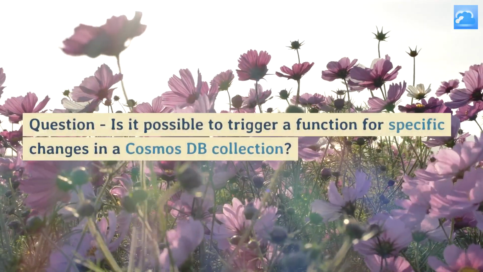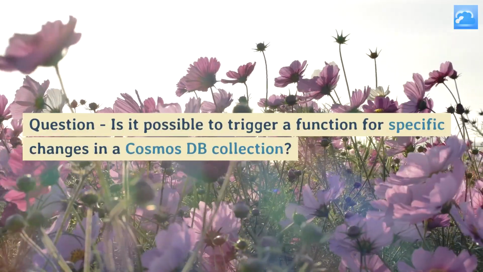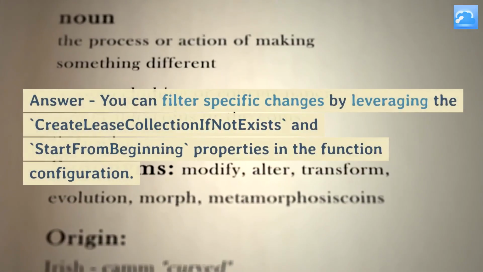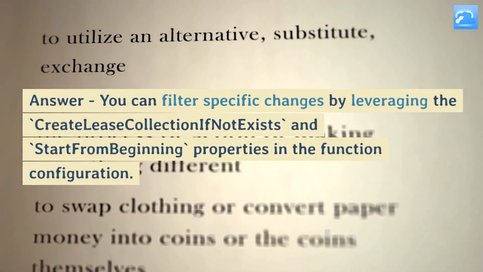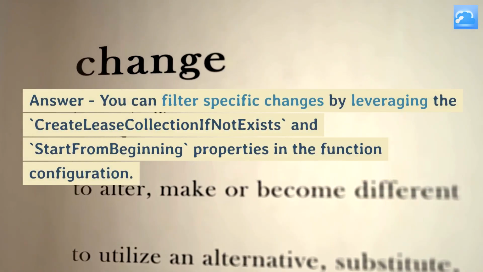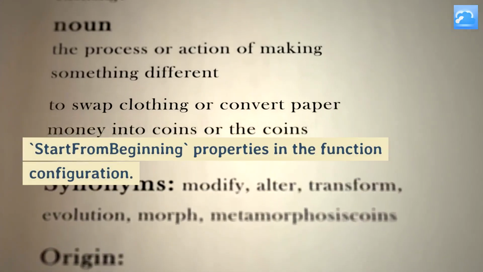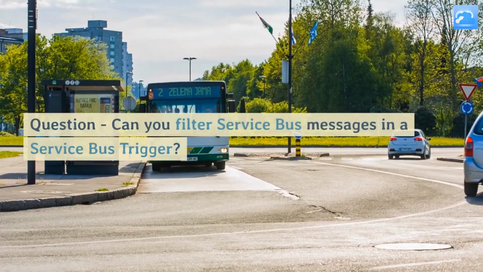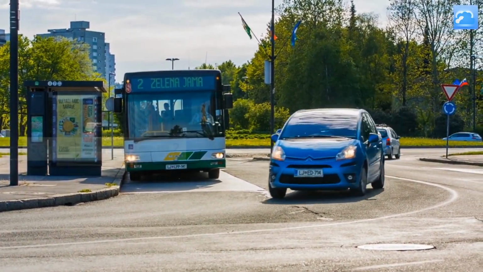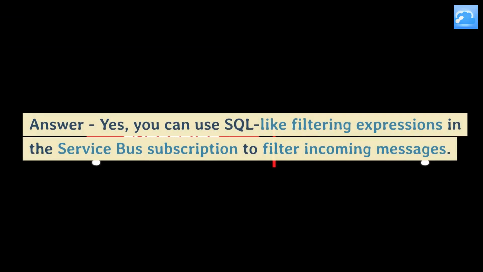Question: is it possible to trigger a function for specific changes in a Cosmos DB collection? Answer: you can filter specific changes by leveraging the create_lease collection if not exists and start from beginning properties in the function configuration. Question: can you filter service bus messages in a service bus trigger? Answer: yes, you can use SQL-like filtering expressions in the service bus subscription to filter incoming messages.